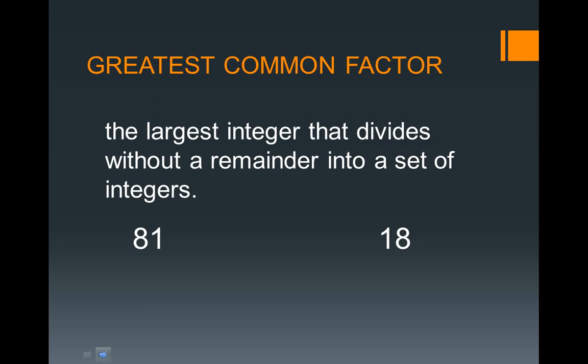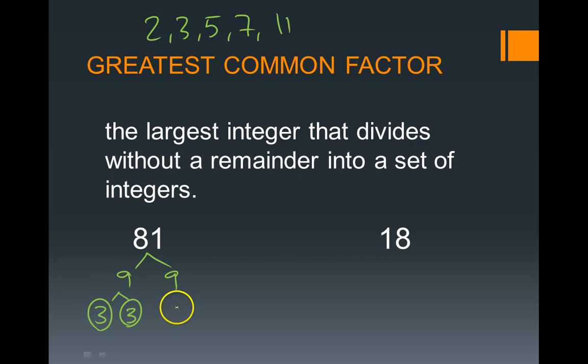So let's look at 81 and 18. First, let's break it up. We're going to use prime factorization to find all of its prime factors anyways. 81, that is 9 times 9. Each 9 can divide 3 times 3. And remember, 2, 3, 5, 7, 11. Those are the prime numbers we're looking for. 9 is 3 times 3, so we got all of our prime factors. So 81, its factors are 3 times 3 times 3 times 3.